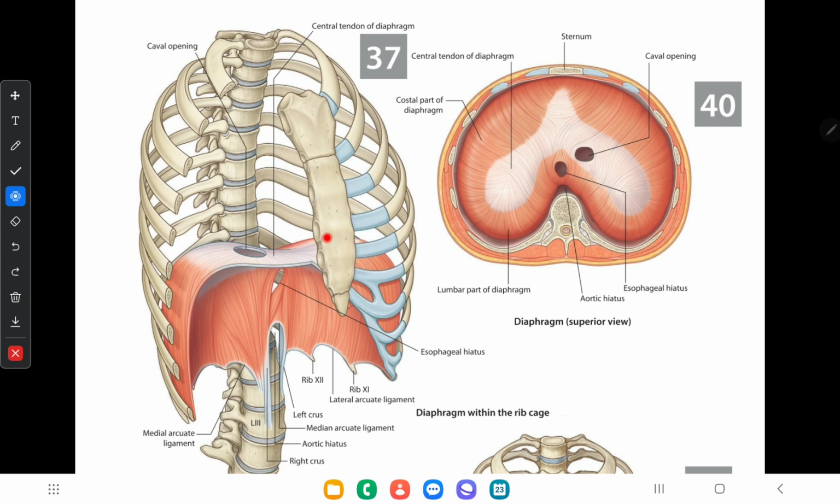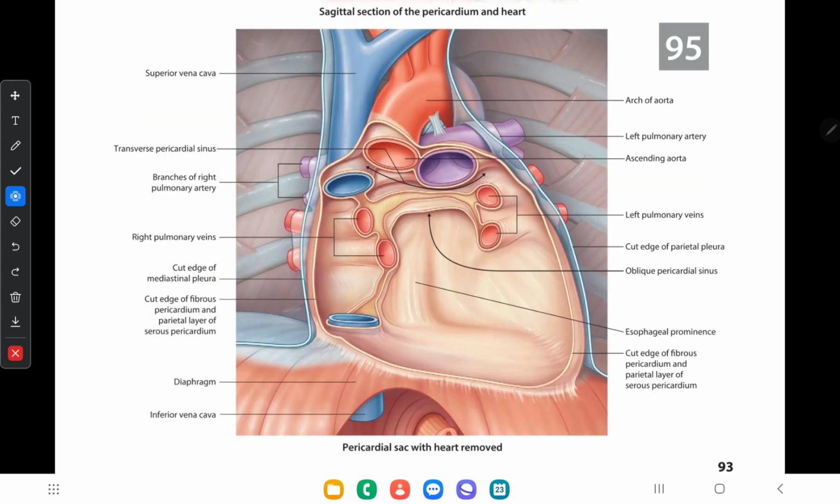The superior surface of the diaphragm, or the central area of the central tendon, is fused with the fibrous pericardium. Here you can see how the fibrous pericardium fuses with the diaphragm.